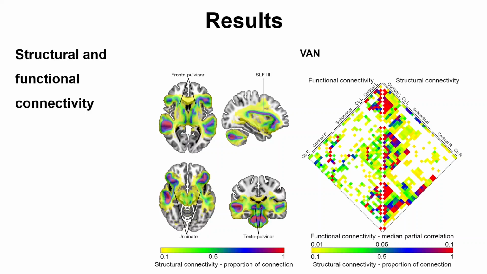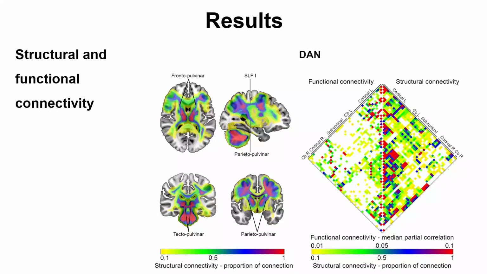In terms of connectivity, the structural connectivity maps of the ventral attention network did not only show the association fibers, such as the third branch of the superior longitudinal fasciculus and the uncinate, but also projection fibers linking subcortical and cortical structures, namely the frontopulvinar and tectopulvinar tracts. The same happened with the dorsal attention network, where we can see not only the first branch of the superior longitudinal fasciculus, but also frontopulvinar, parietopulvinar, and tectopulvinar tracts.